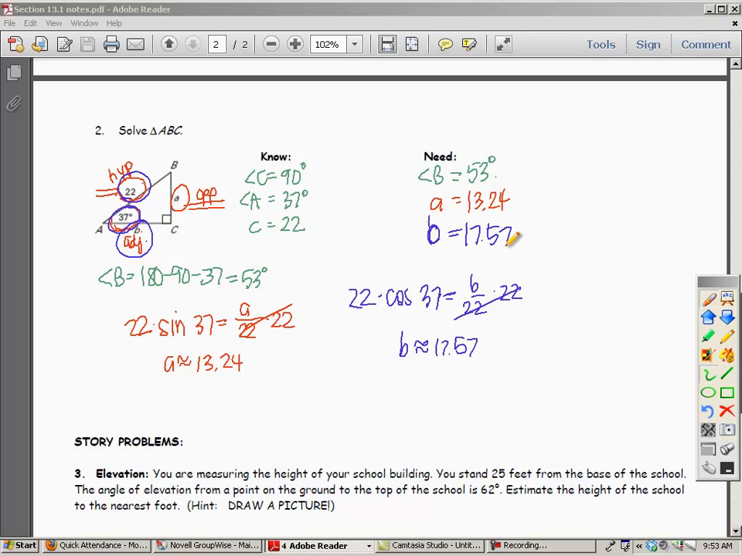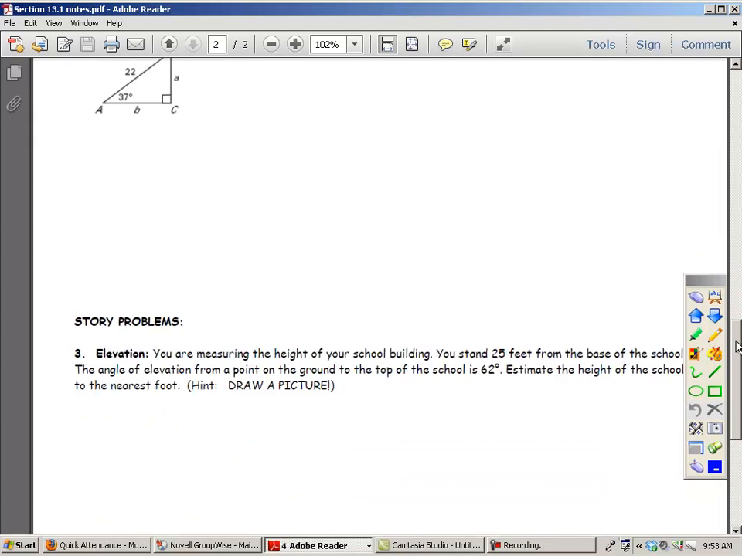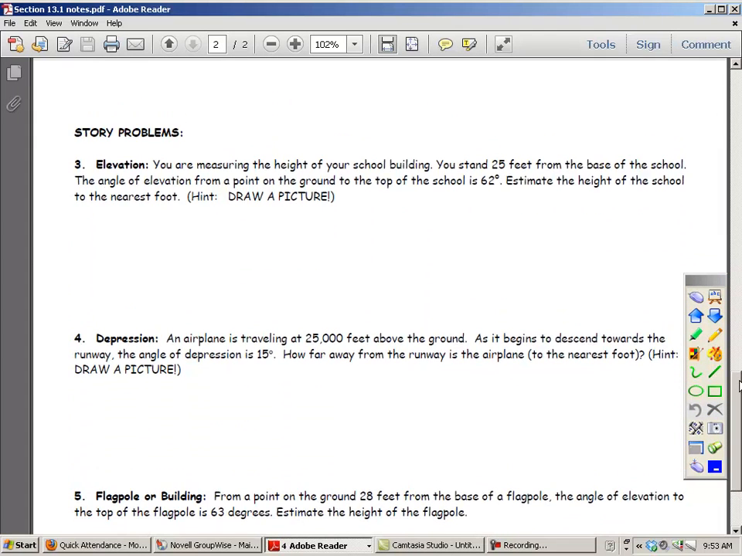Okay. Now again, I'm color coding, so as you look at this, you can see my work. Please don't feel like you have to, but this is kind of a nice idea as you're going through. Okay, we've got a couple of story problems, and then we'll be done. Take a look.